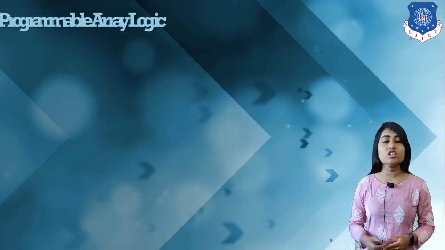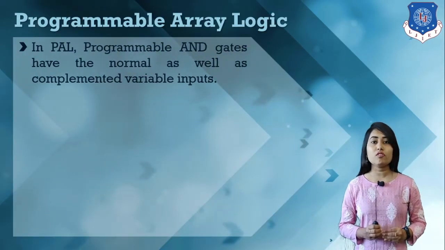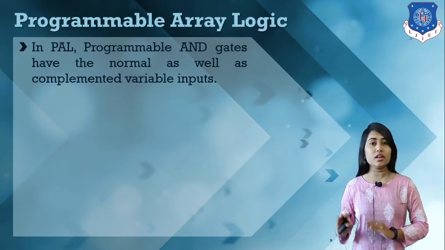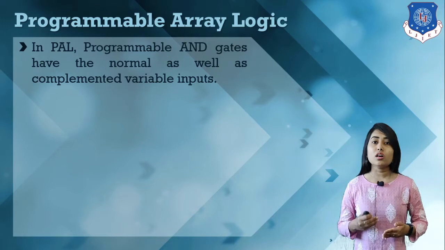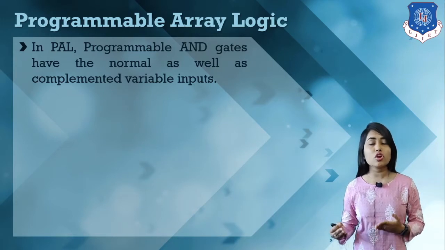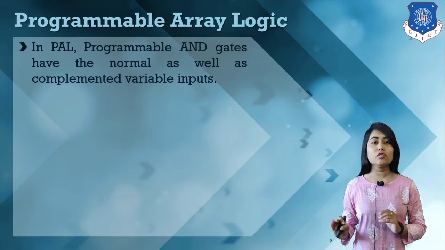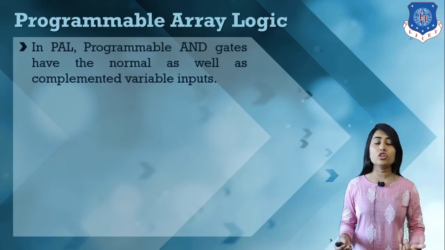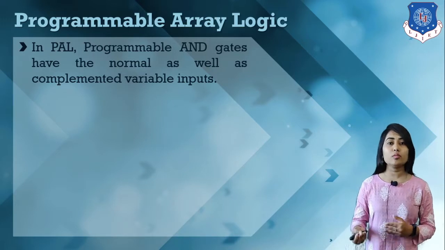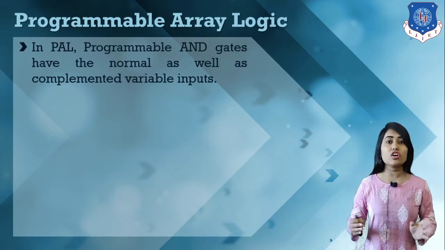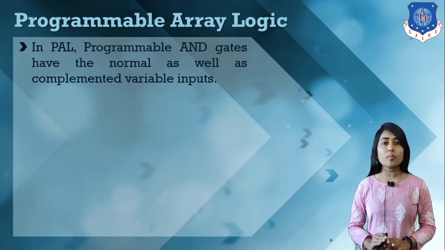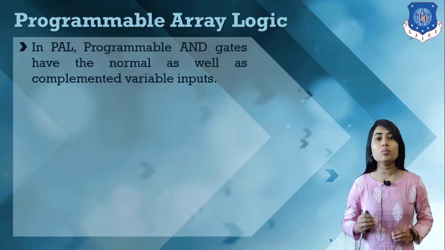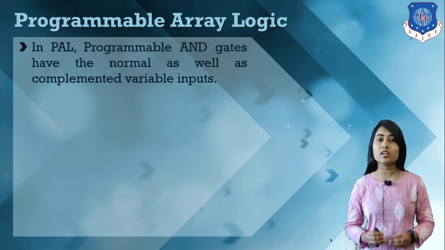In this PAL we basically have all input combinations present at the input side. That means if we have different inputs, the value of these inputs is either 0 or 1. So we have an input either as a normal input or a complemented input, that is, either x or x dash. Both input combinations are present at the input side in a PAL.